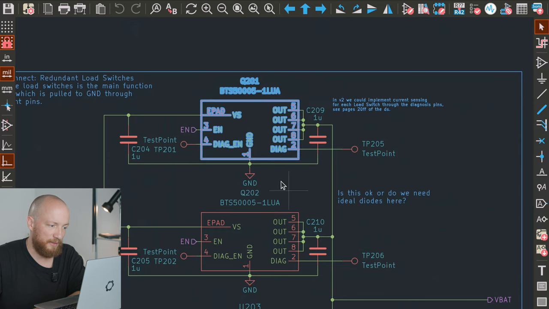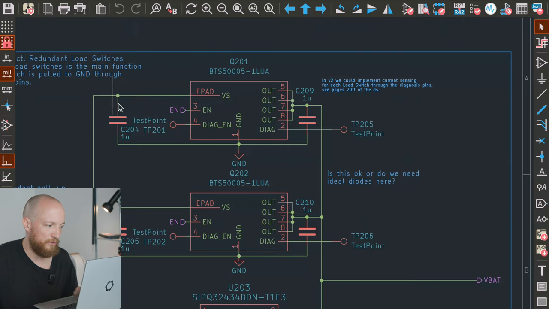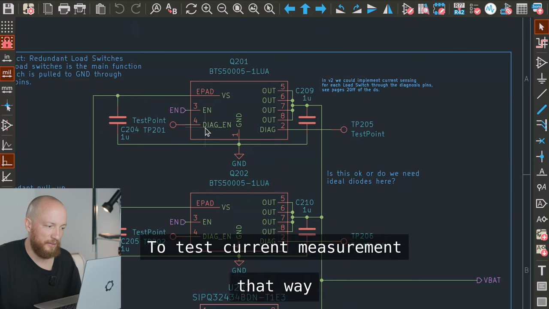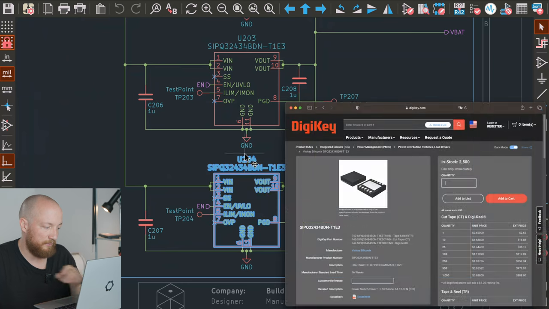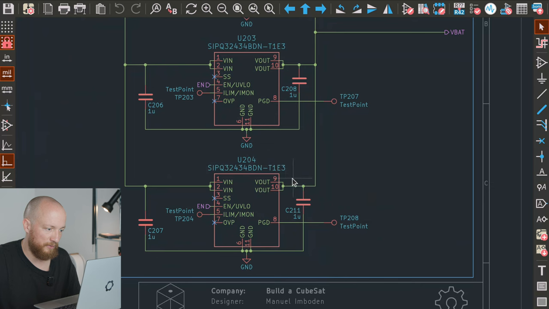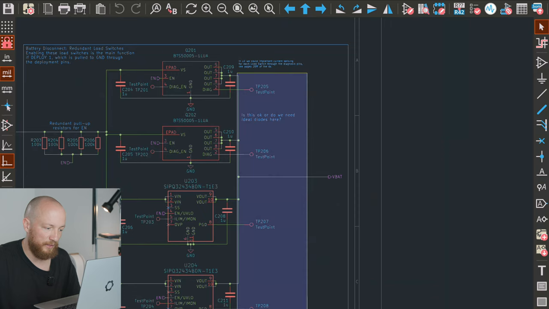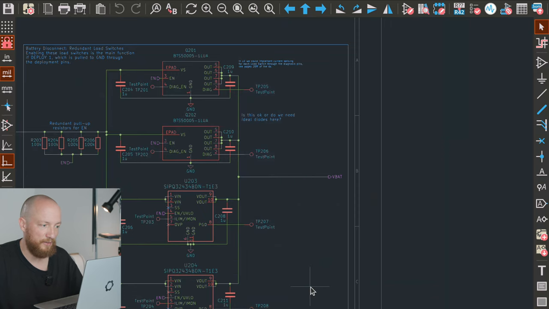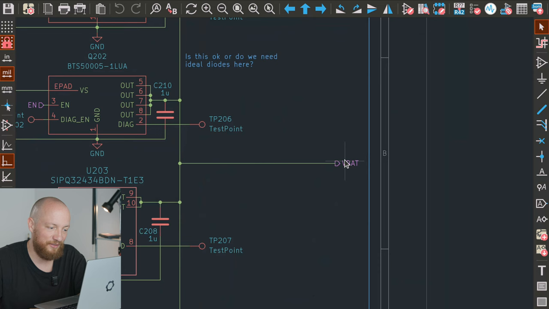Again, for implementing the load switches, I basically stuck to the datasheet. There is not really much going on, just some input and output capacitance. And I broke out the diagnostic pins to test points. The Vishay parts are basically identical in the implementation. Input and output caps, test points, that's it. And in the end, I just connected them together, which I think should be fine because they have internal diodes. I'm about to find out soon if this actually works. But what we get out in the end is VBAT.